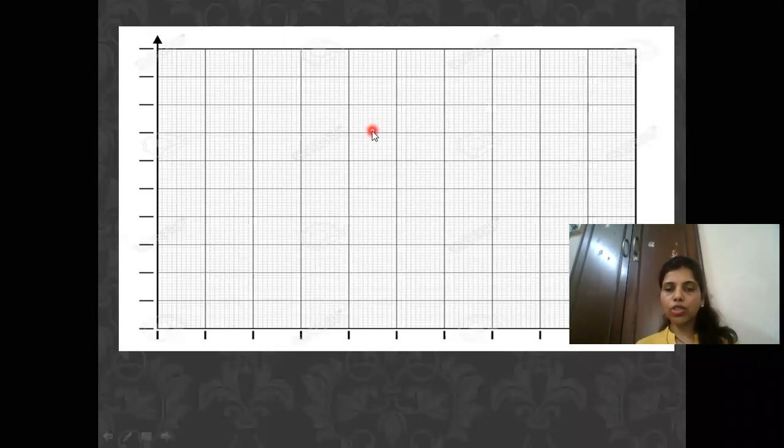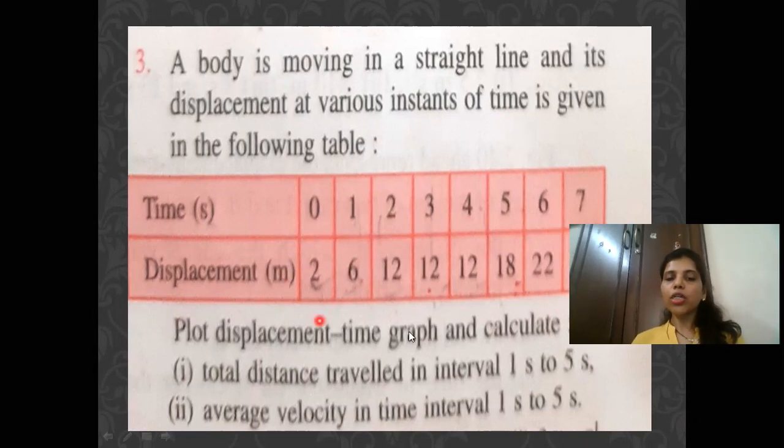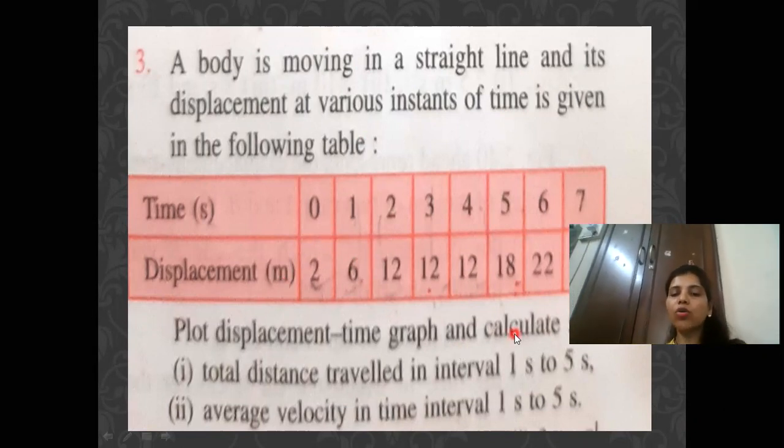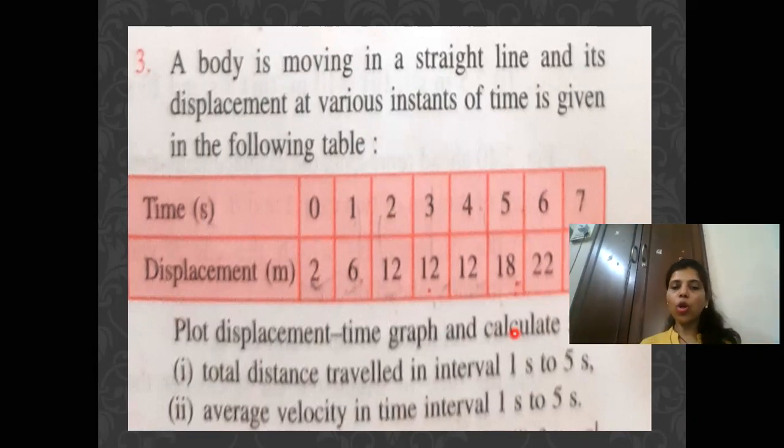So in the next question it is said, a body is moving in a straight line and its displacement at various instants of time is given in the following table. So here you have to plot this particular table. Plot the displacement-time graph and calculate total distance traveled. Okay, so first we will plot the graph.